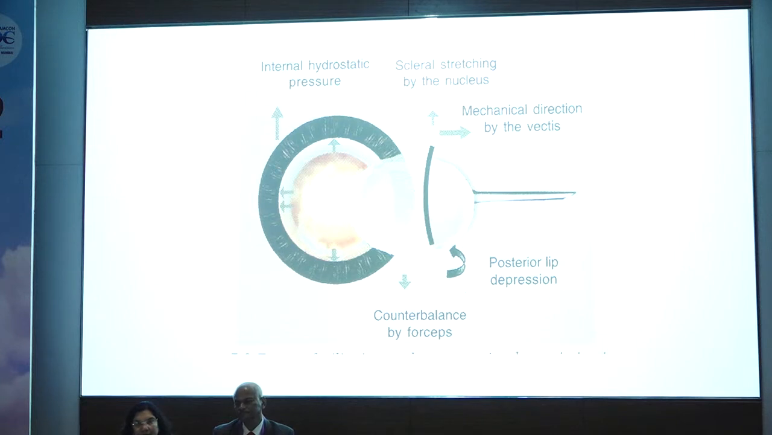If it is done in haste, then too much of the nucleus can come out. If we try to do this too fast, the nucleus can come out too fast. There can be a decompression inside, and it can lead to a PC rent as the vitreous comes up. So the internal hydrostatic pressure has to be maintained.